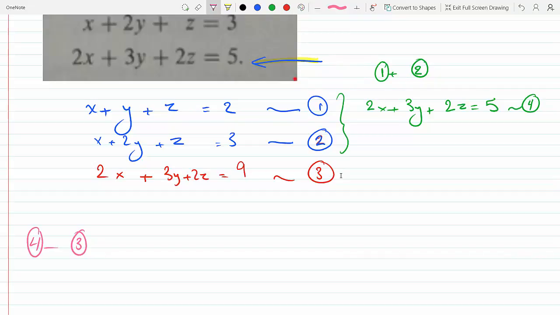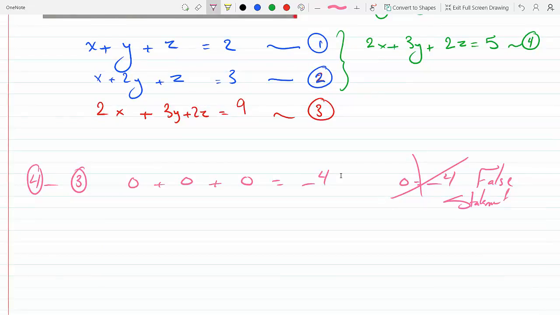and if I do 4 minus 3 I would get 2x minus 2x is 0, 3y minus 3y is 0y, 0x, and 2z minus 2z is 0, and that equals 5 minus 9 is minus 4. Does 0 equal minus 4? No, this is a false statement. This is a false statement. So that means the three equations have no solution. So therefore 1, 2, and 3 have no solution.